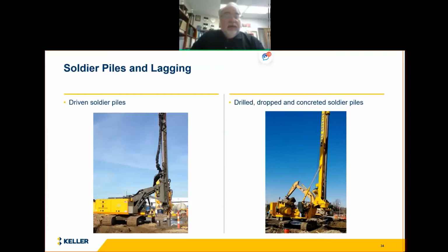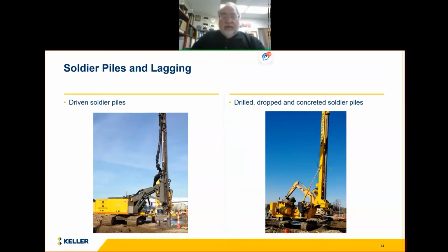And so we can either drive those soldier piles, as shown on the left here, with a pile driving hammer. This could be a hydraulic hammer, which is shown here. Obviously, the old diesel hammers are still used. You don't get the same precision with the location, particularly if you've got some kind of obstructions, etc., in the way, but we use this a lot.